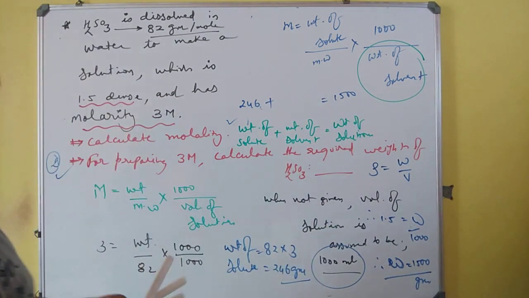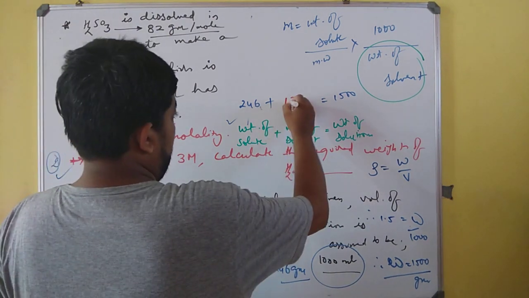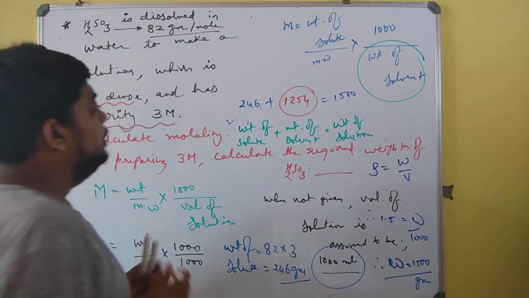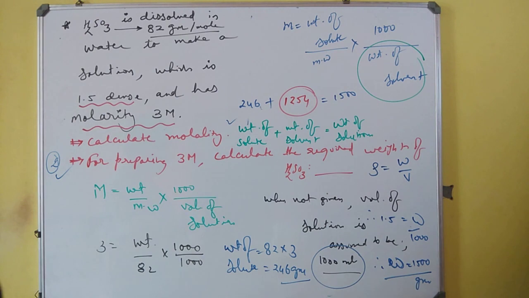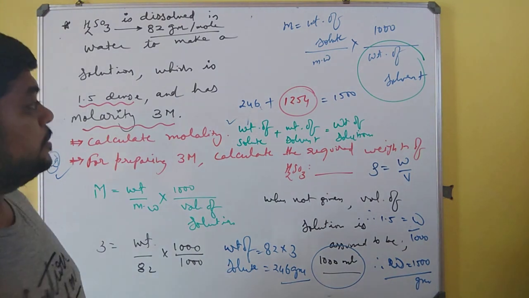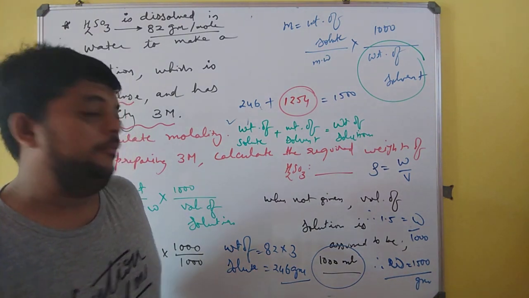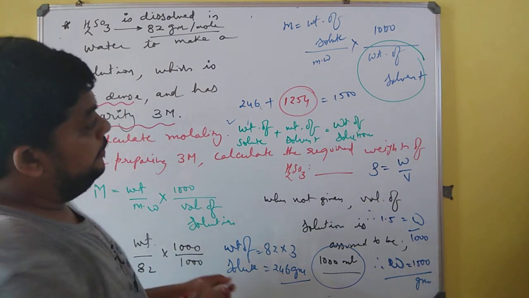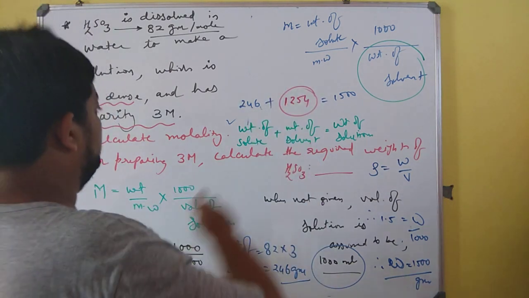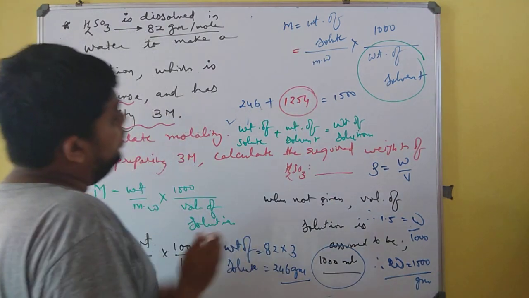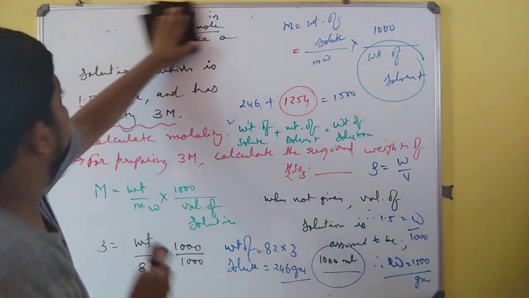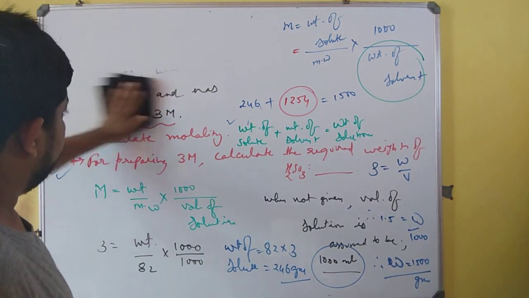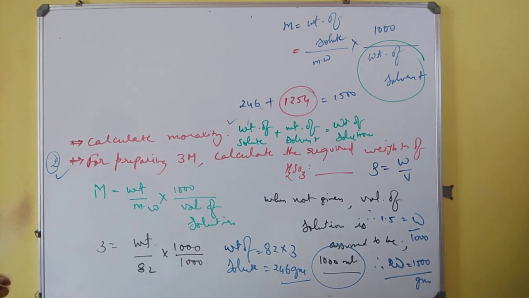So if I try to subtract 246 from 1500, I will be very easily able to obtain weight of solvent, and that would be around 1254. So this is how we come up with the weight of solvent. Now once we are done with the weight of solvent, we are supposed to put it in the same formula. So what happens when we put it in the same formula? See, molality is equal to, so it would be solute.